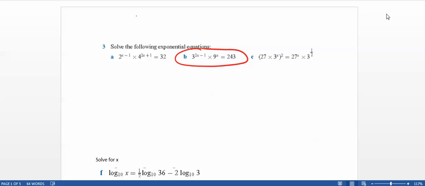Hi, I'm Mr. Underwood, and I'm going to go through a few questions revising for your key assessment task coming up. So let's get started.